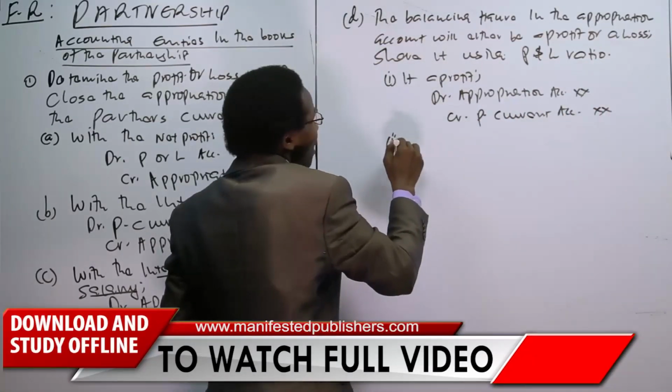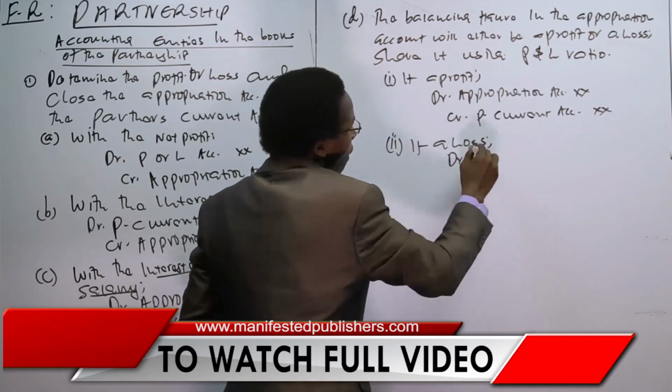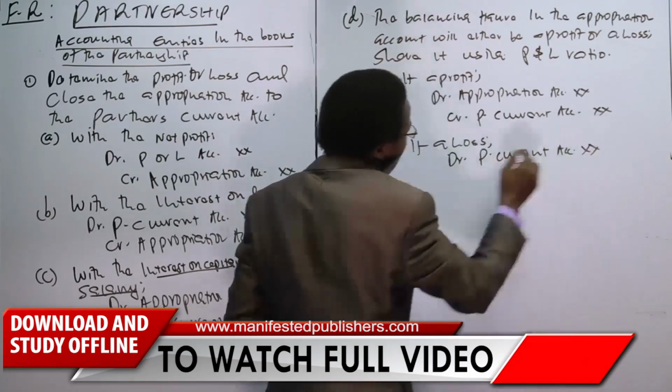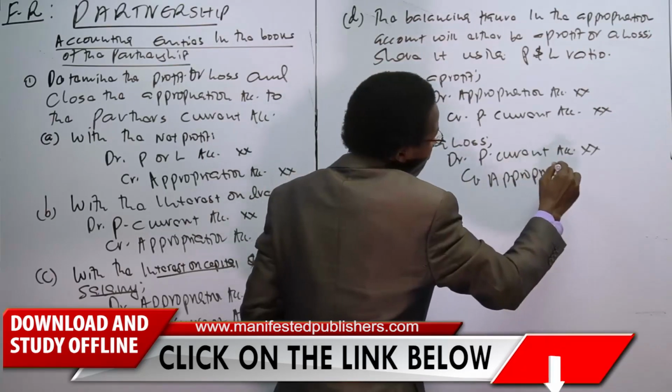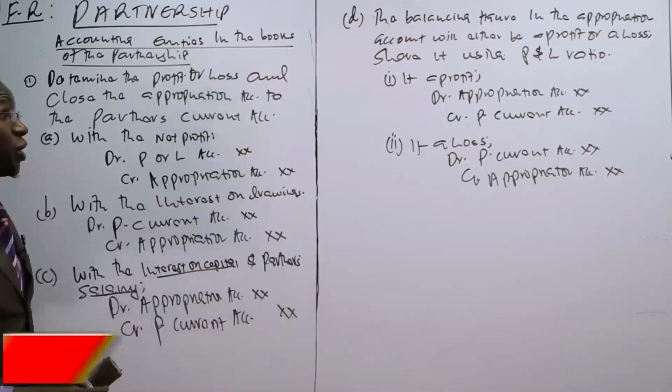Roman 2, if a loss, then we are going to debit the partner's current account, then you credit the appropriation account. That's important. So that's what you need to do.